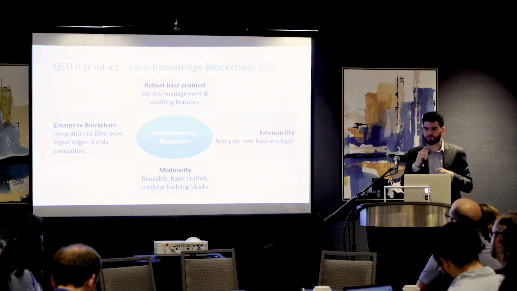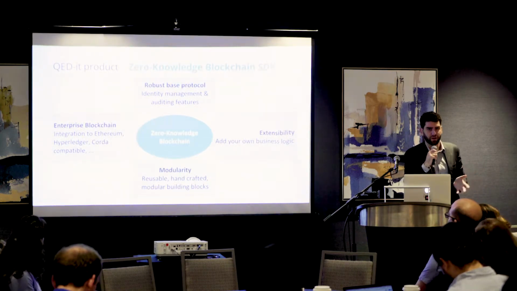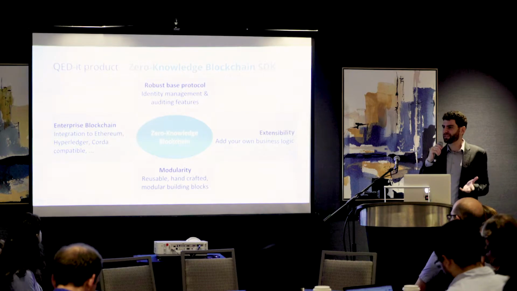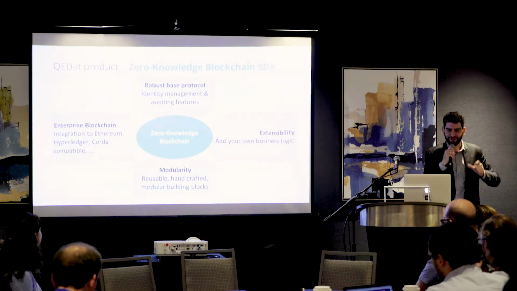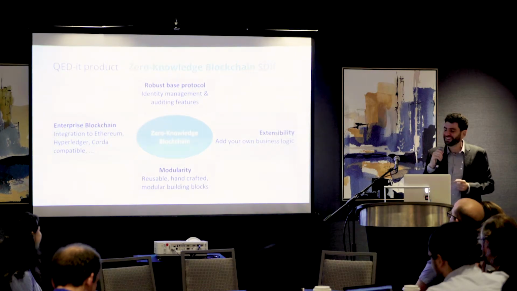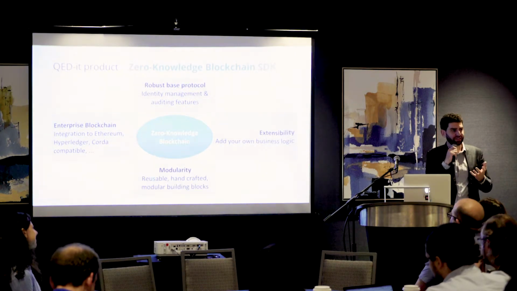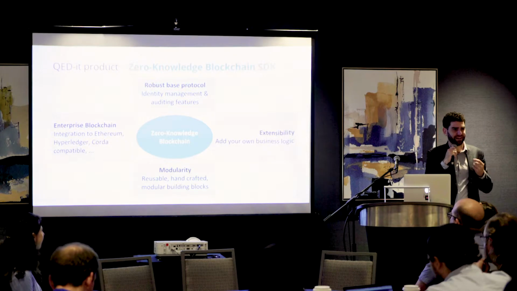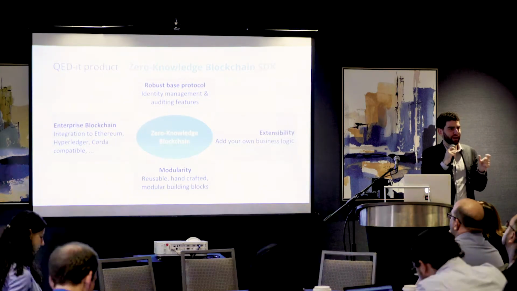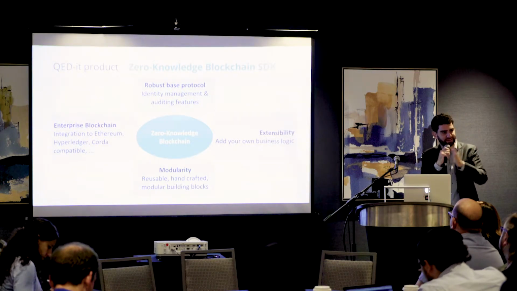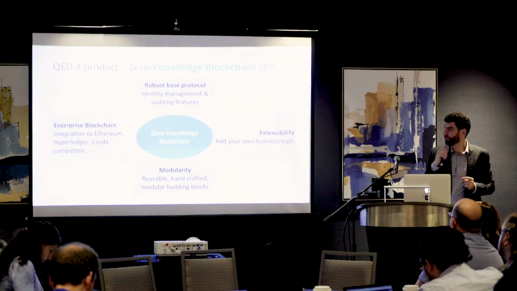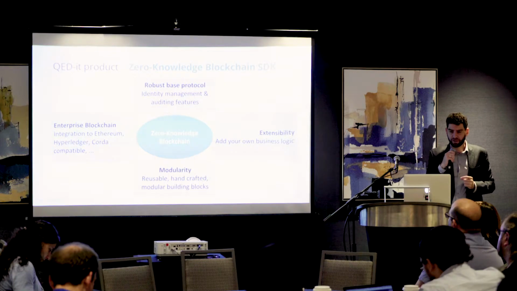Just to explain the tools that we provide to solve these problems: we provide something called zero-knowledge blockchain. It's the easiest combination we can find to describe the technology. At the heart of it, of course, is an identity scheme, a robust protocol off of which we base the different use cases that we provide.